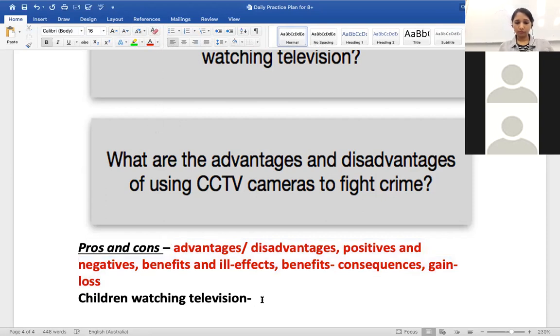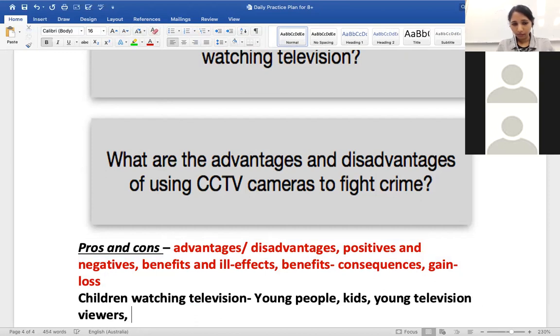Children watching television. Children can always be young people. Okay, then children can be kids too. Kids. Well done. Then you know what you can do? You can make it like this: young television viewers. Is it making sense to you? Yeah. Children watching television, young television viewers. Television will stay like this, because it's television.